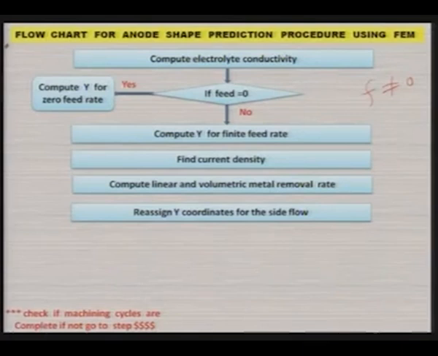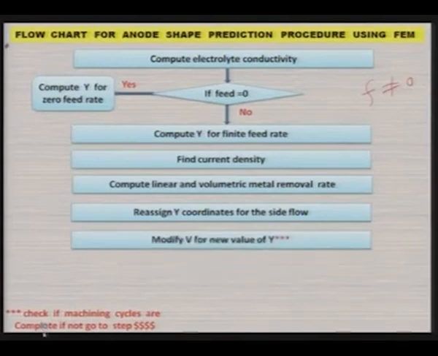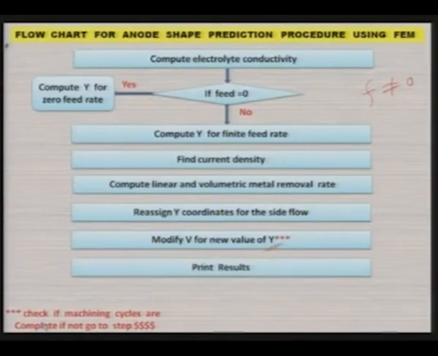Then reassign y coordinates for side flow, because this process will be different for plain parallel electrode machining or electrochemical drilling or other kinds of complicated shapes. So, you have to change this procedure slightly depending upon the type of the workpiece. Then modify V for new values of the interelectrode gap, y, and check if machining cycles are complete.